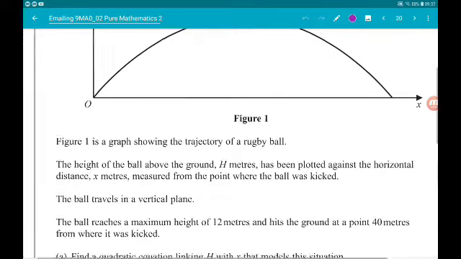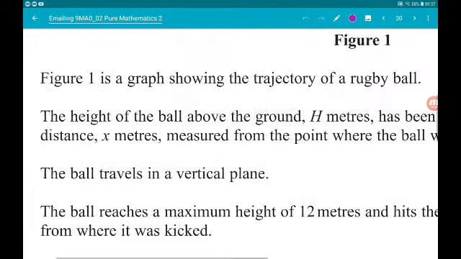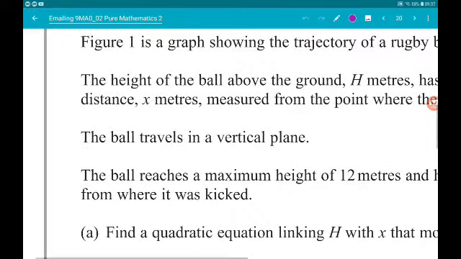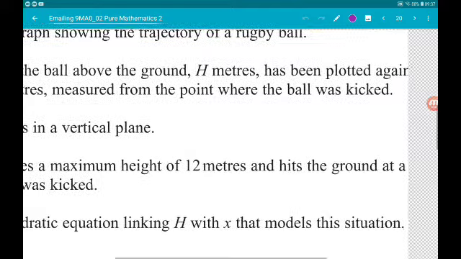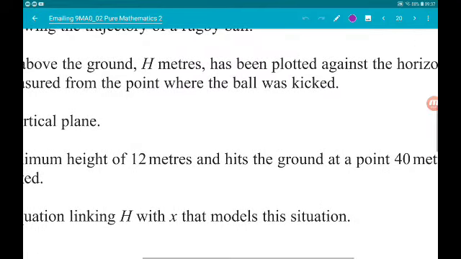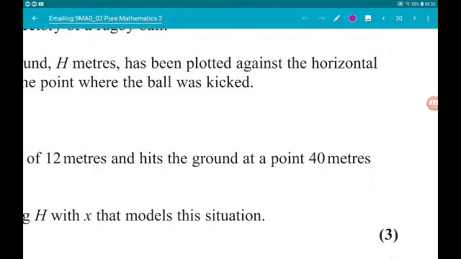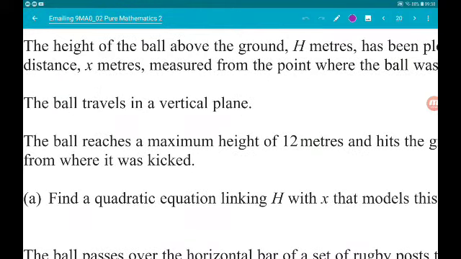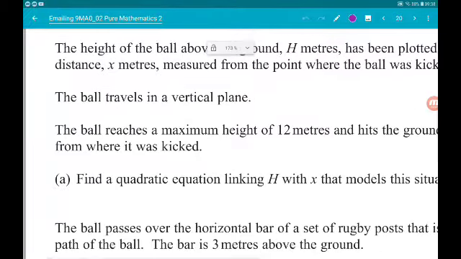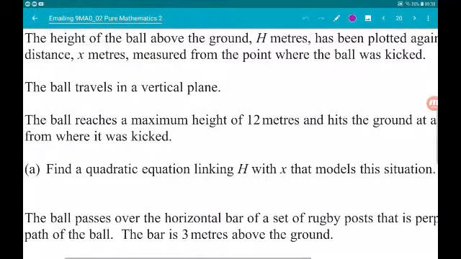The ball travels in a vertical plane. The ball reaches a maximum height of 12 meters and hits the ground at a point 40 meters from where it was kicked. Part A wants us to find a quadratic equation linking h with x that models this situation.